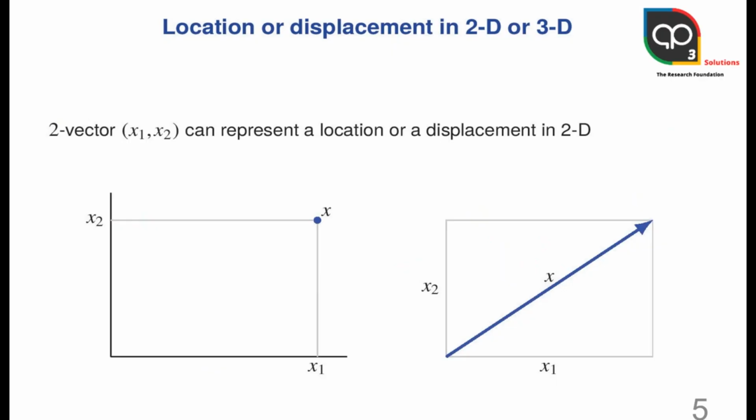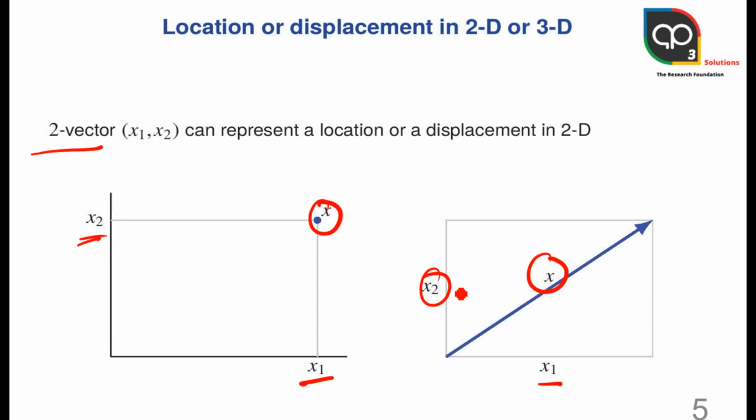A 2-vector can be used to represent a position or location in 2-dimensional space, that is a plane. As shown here, observe the 2-vector x specifies the position, the dot with coordinates x1 and x2 in a plane. And the 2-vector x also represents a displacement in the plane, by x1 in the first axis and x2 in the second axis.